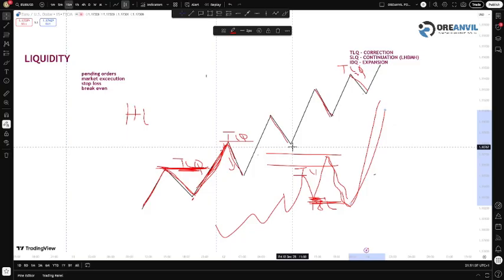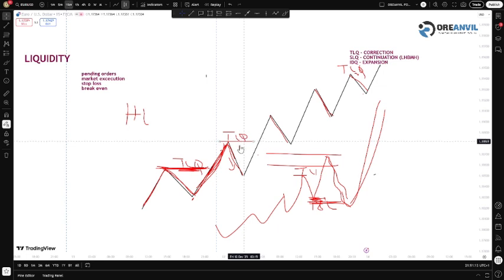So we said in every push like this, there is also transactional liquidity there.